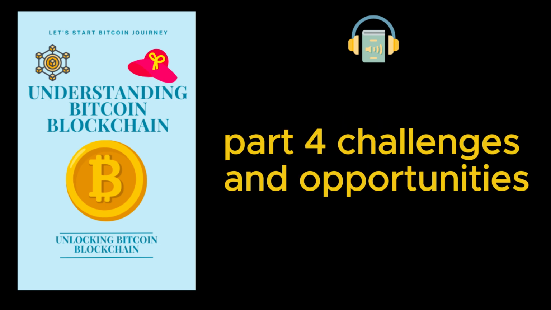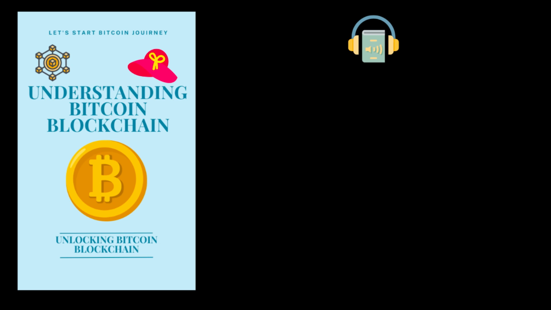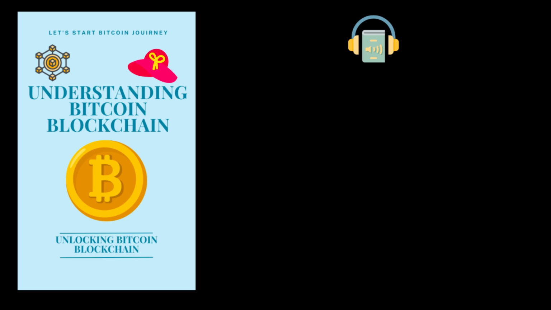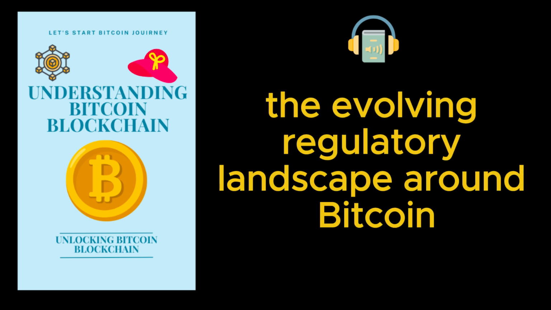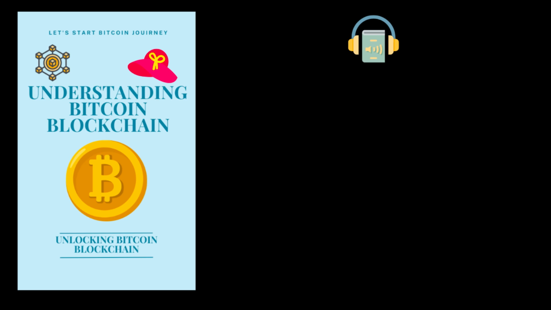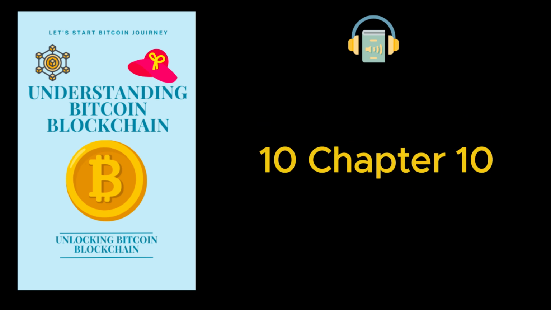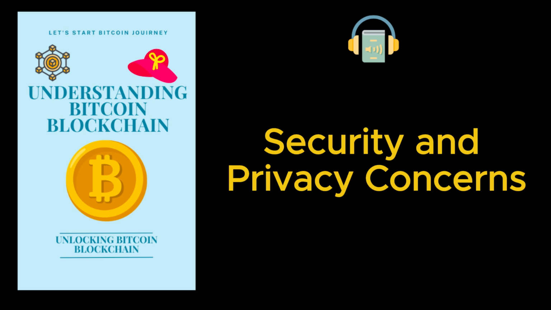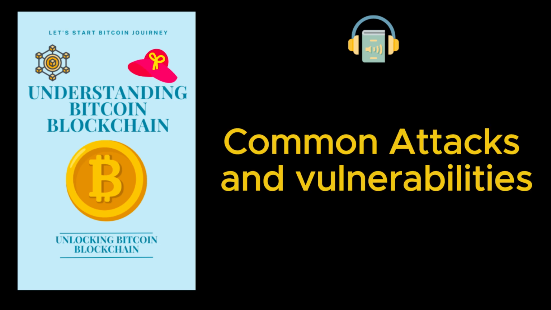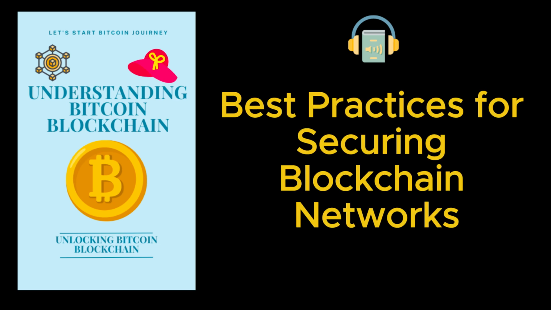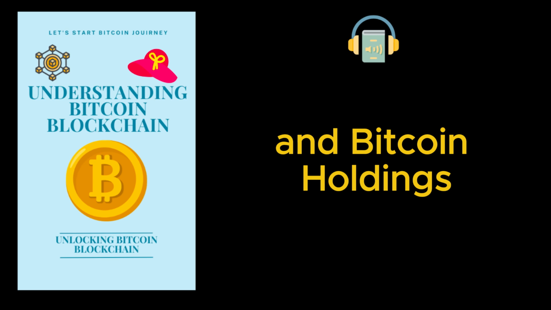Part 4, challenges and opportunities. Chapter 9, regulatory and legal issues. The evolving regulatory landscape around Bitcoin and blockchain. Tax implications and legal concerns. Chapter 10, security and privacy concerns. Common attacks and vulnerabilities. Best practices for securing blockchain networks and Bitcoin holdings.